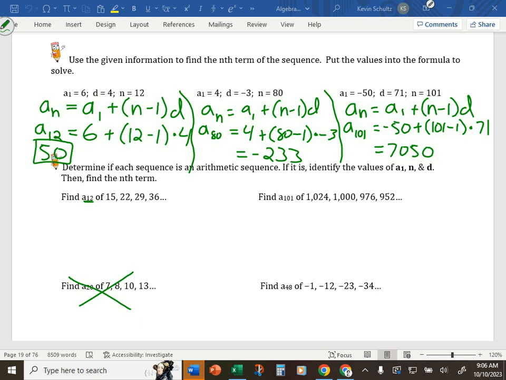Find the 48th term of -1, -12, -23, -34. Is it an arithmetic sequence? Yes. Why? Because the pattern is subtracting 11.